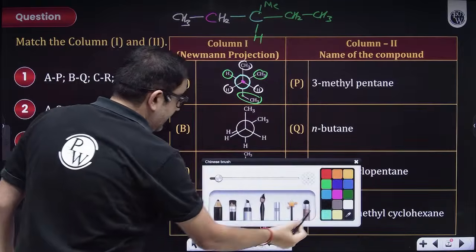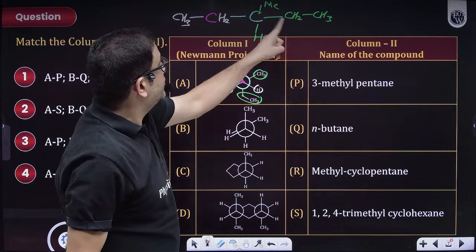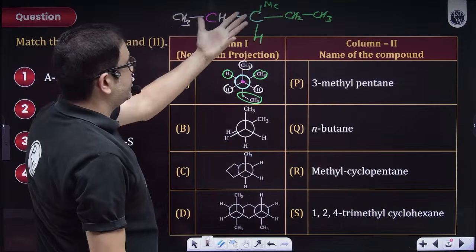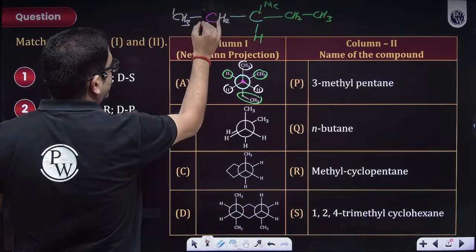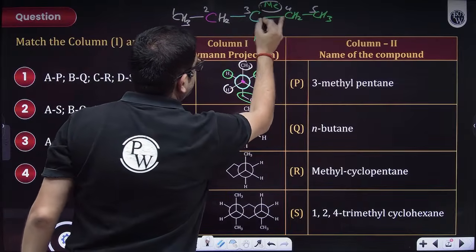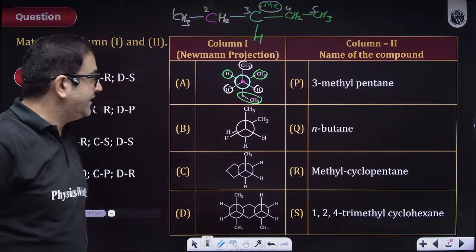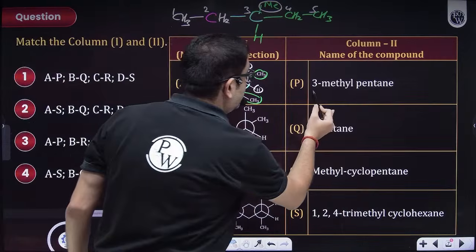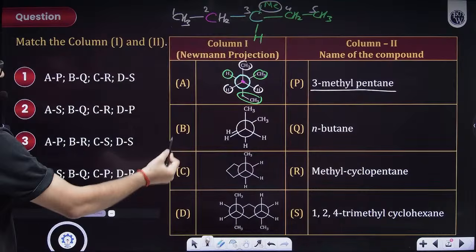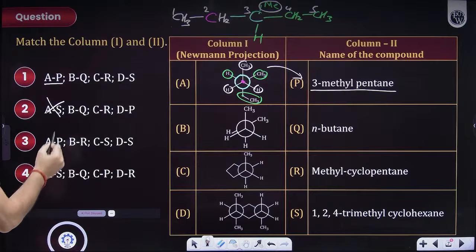Let us name this compound. This is a branch 1, 2, 3. You number it from anywhere, so this is 1, 2, 3, 4, and 5. The third carbon has a methyl, which means this is 3-methylpentane. So A is definitely P.